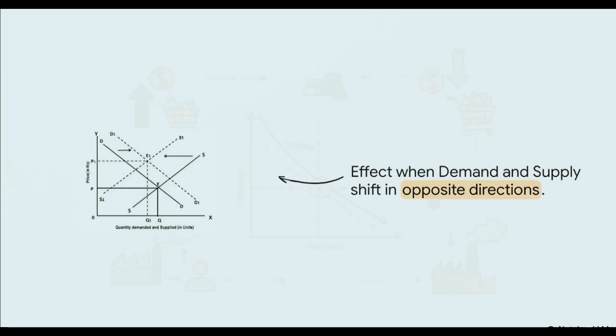Now check out this super complex situation. What if they shift in opposite directions? Demand shifts right, getting stronger. Supply shifts left, getting weaker. In both of these panels, this crazy combination pushes the price up from P to P1. But look at the quantity. In the first one, quantity goes up. In the second, quantity goes down. The tension here is immense.